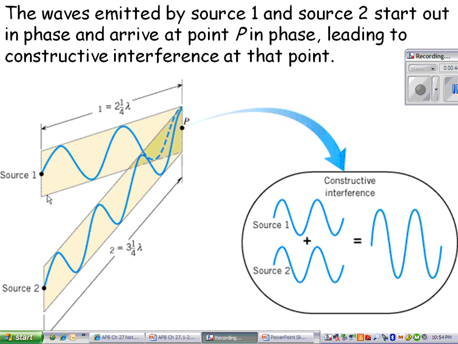So you'll notice that source 1 is 2 1/4 wavelengths away, and source 2 is 3 1/4 wavelengths away, so the difference in their lengths is 1 wavelength, therefore you have constructive interference. If the difference in their lengths was half a wavelength, you'd have destructive interference.